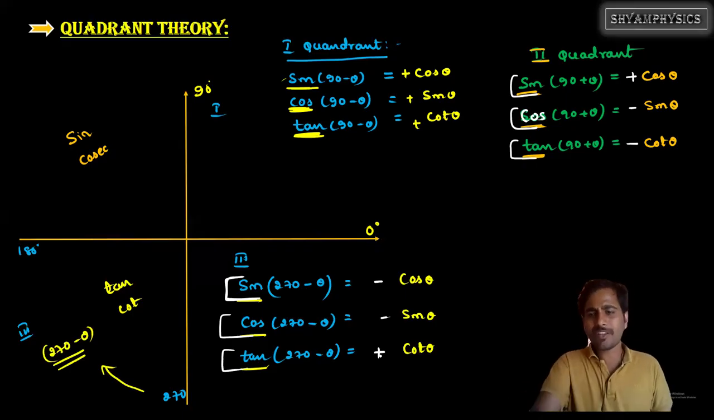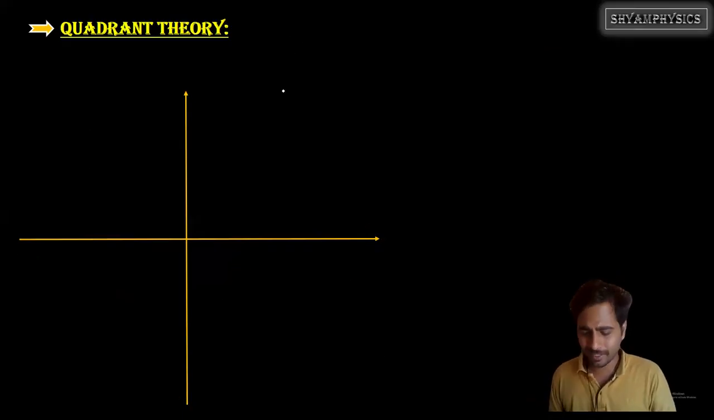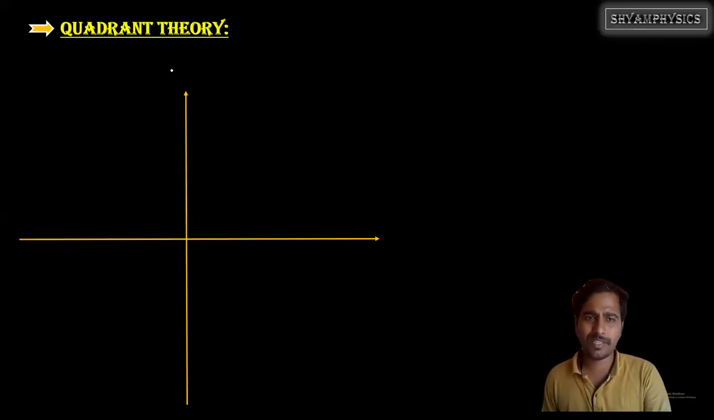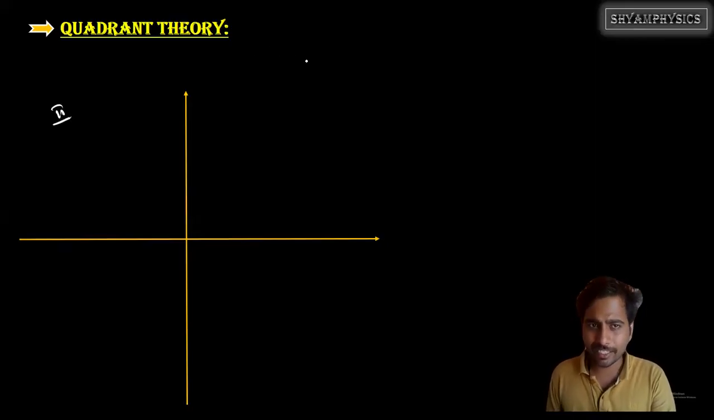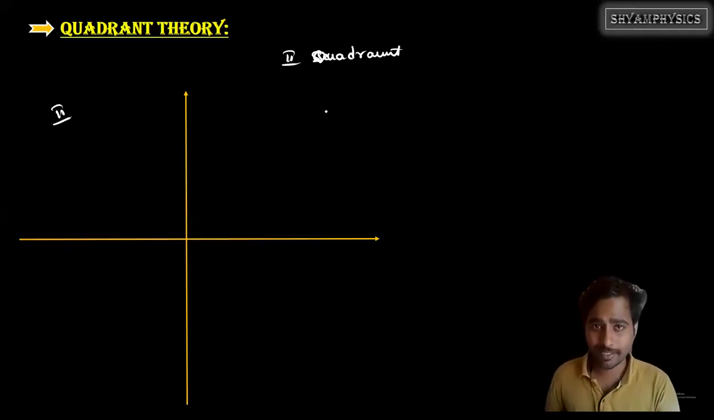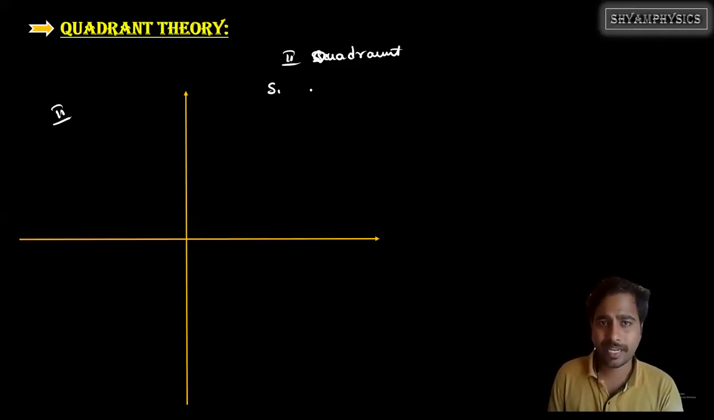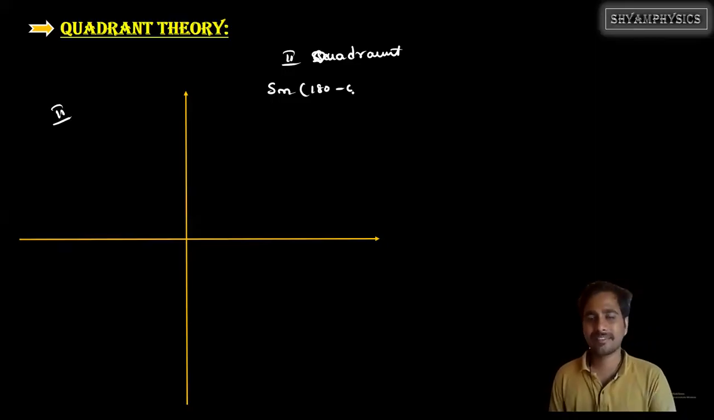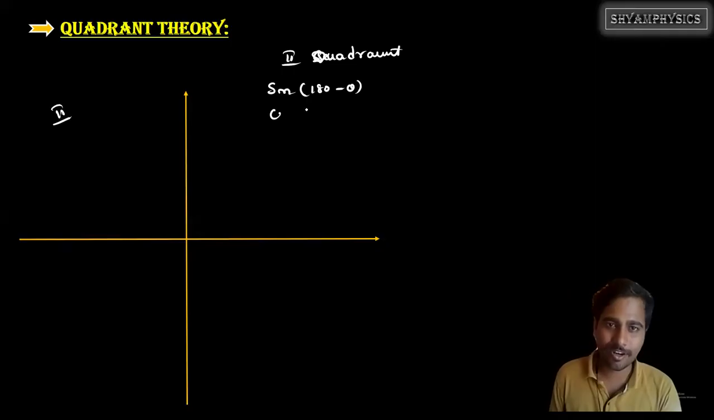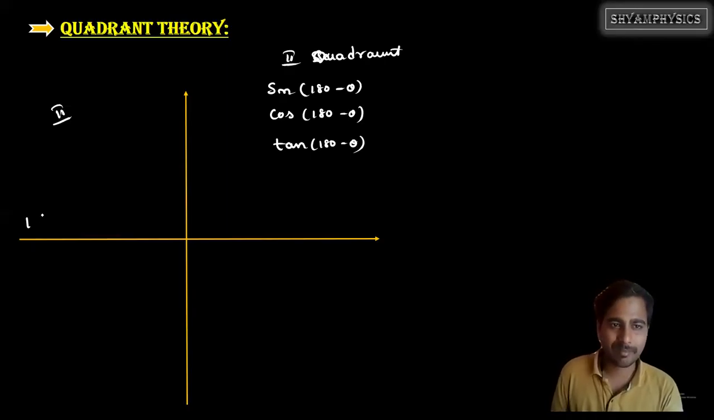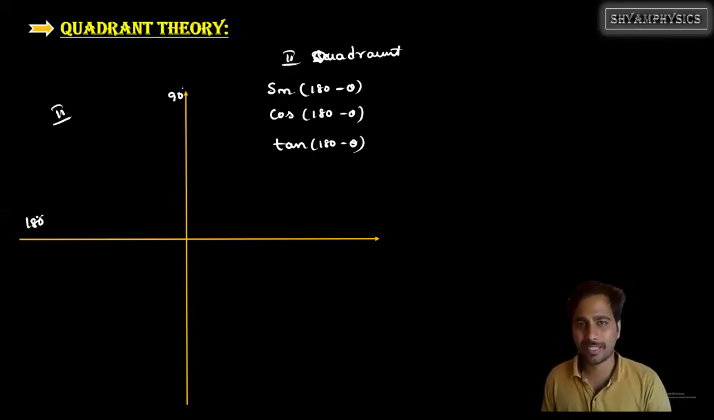Now we'll go with one more. For example, I'll take the second quadrant only. I can write the second quadrant like this also. What can we write for the second quadrant? I will go here with sine 180 minus theta, or else cos 180 minus theta, or else tan 180 minus theta. 180 minus theta means it lies between 90 degrees and 180.